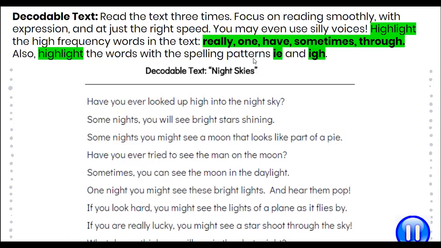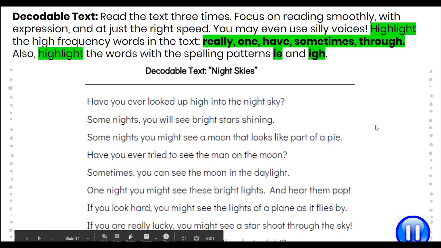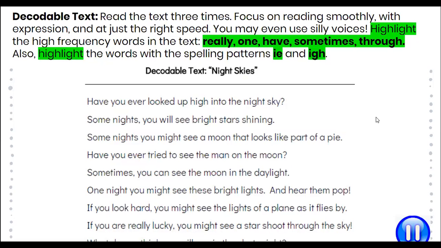Highlight the high frequency words in the text. Really, one, have, sometimes, through. Also highlight the words with the spelling pattern. IE says I and IGH says I. You may pause the video here and practice reading Night Skies now.